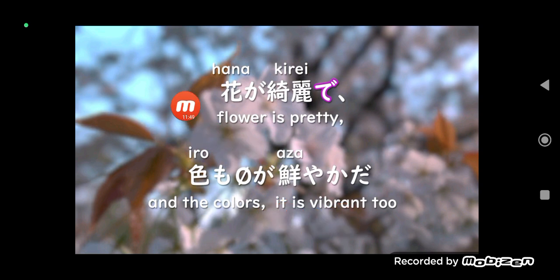So as you can see, another case of two mini sentences, and it is now connected by replacing the da in the first mini sentence with de, and then just putting a comma, and then connecting it with the second mini sentence, and there you go, you have a compound sentence. Hana ga kirei de. Iro mo ga azayaka da.